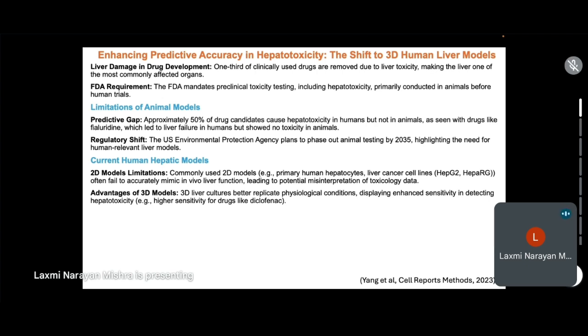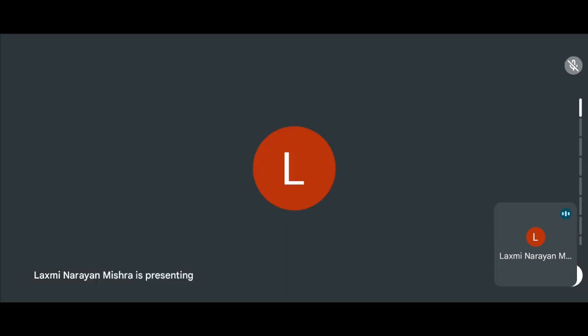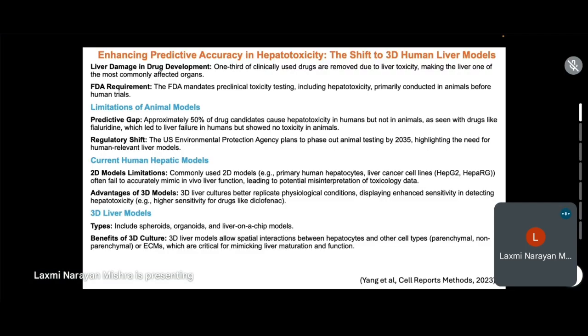Commonly used 2D models, for example primary human hepatocytes or liver cancer cell lines, often fail to accurately mimic in vivo liver function, leading to potential misinterpretation of toxicology data. However, there are 3D models, as I mentioned, and they better replicate physiological conditions, displaying enhanced sensitivity in detecting hepatotoxicity. So it's clear that we should move towards 3D models now.